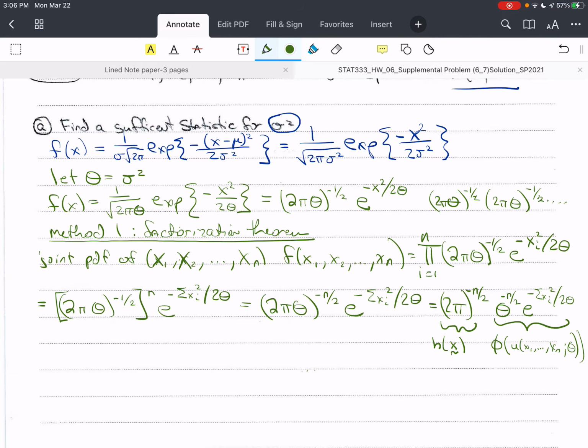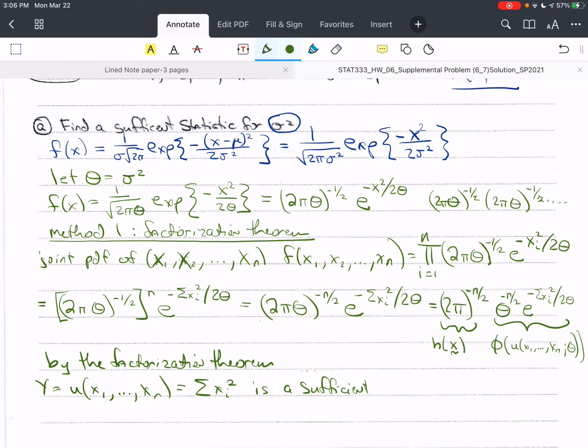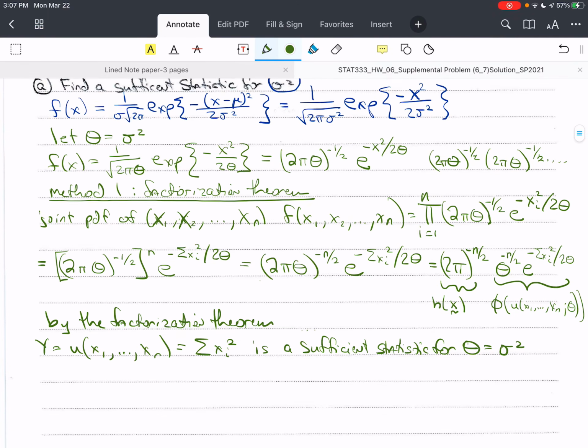Okay, so by the factorization theorem, u of x1 up to xn is equal to the sum of xi squared, so y equals this, the sum of xi squared, is a sufficient statistic for theta, which is equal to sigma squared. So that was method one, the factorization theorem.